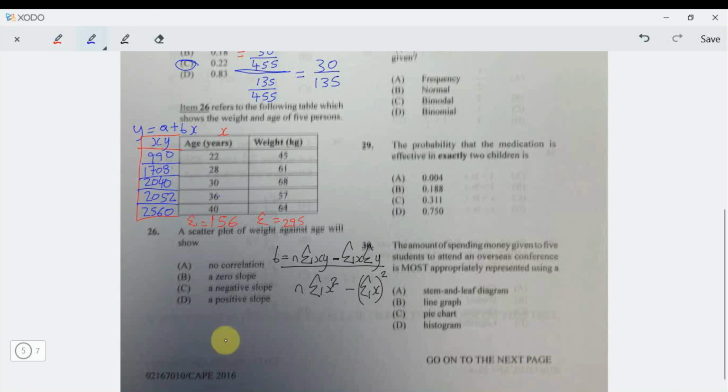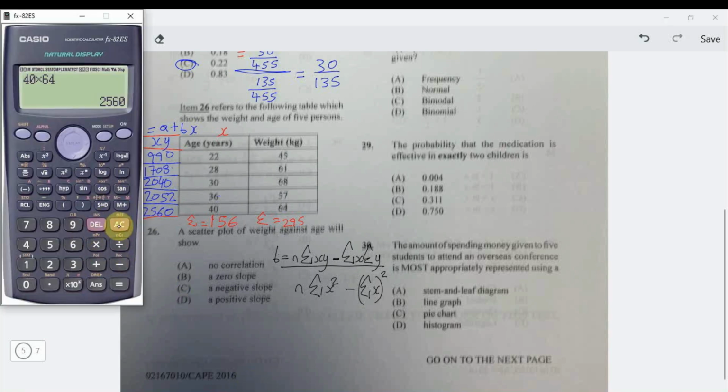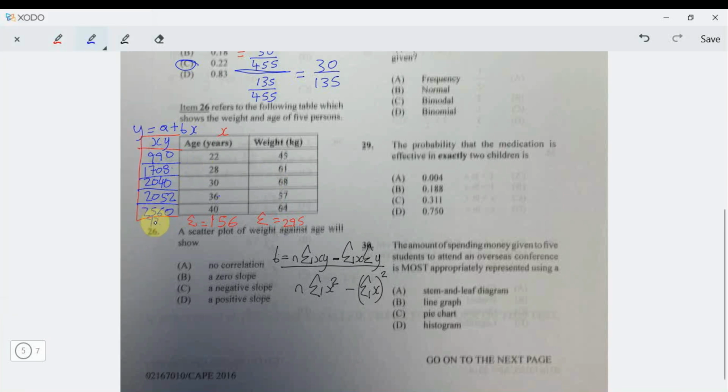Alright, so now just add up all of those to get the sum of xy. So 990 plus 1708 plus 2040 plus 2052 plus 2560 is equal to 9350. So this is 9350, that's the sum of x times y. Alright, finally the last one we're going to need is the sum of x squared. So let's just work out x squared here. Alright, this is the easy part.